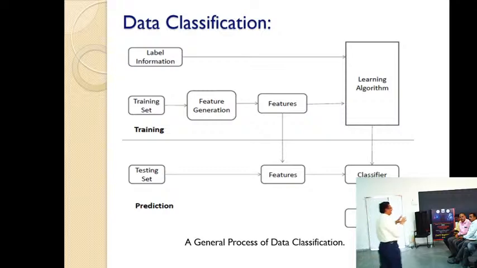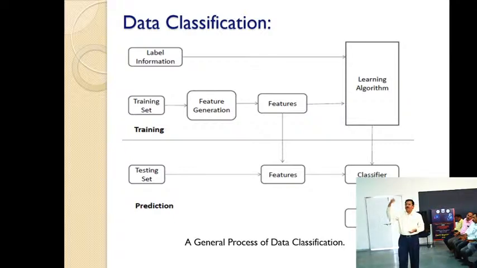This is the general model. Anybody can see this in your books for machine learning technique. So you can make the labeling information. You always have the training set and the testing set. Whenever we are making a classification, we are making a training and testing.